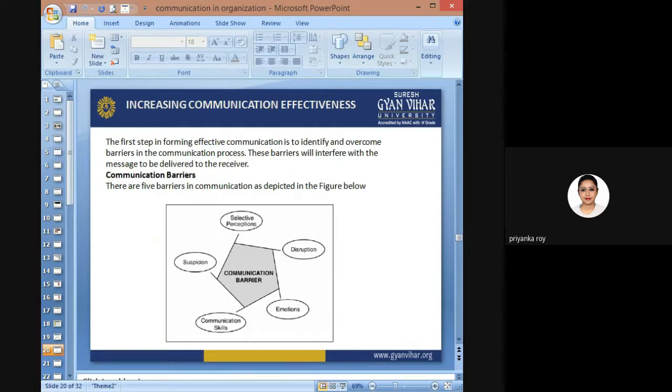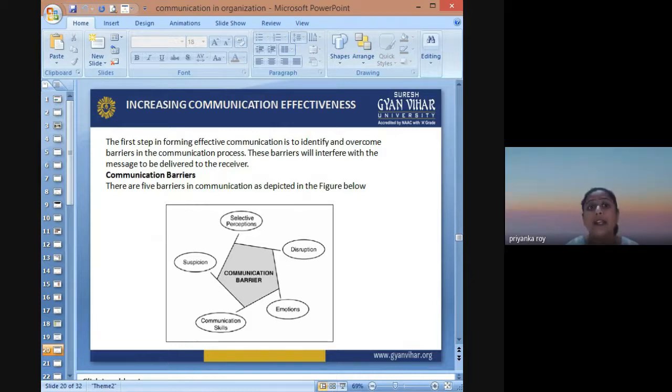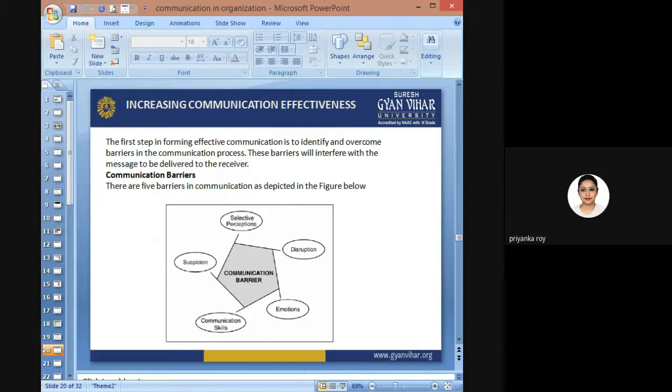Increasing communication effectiveness: the first step to effective communication is to identify and overcome barriers in the communication process. These barriers will interfere with the message to be delivered to the receivers. Now, communication has five barriers, as depicted here in the figure. They are selective perception, disruption, emotions, communication skills, and suspicion.